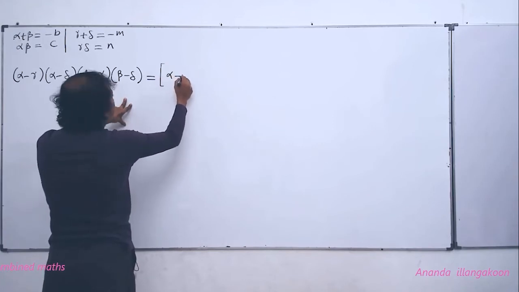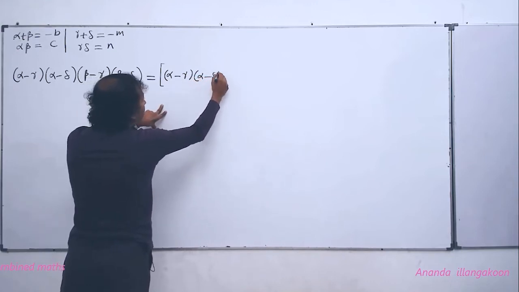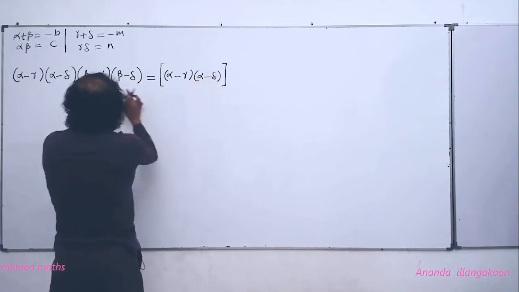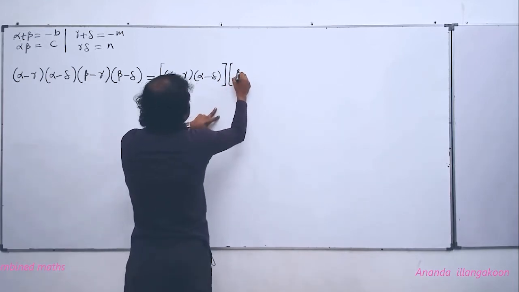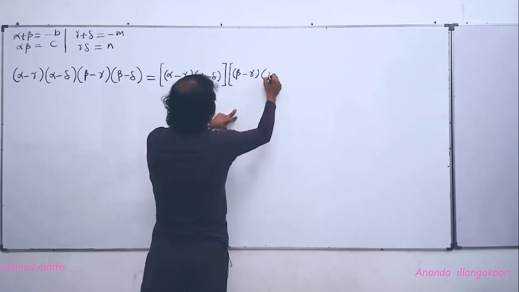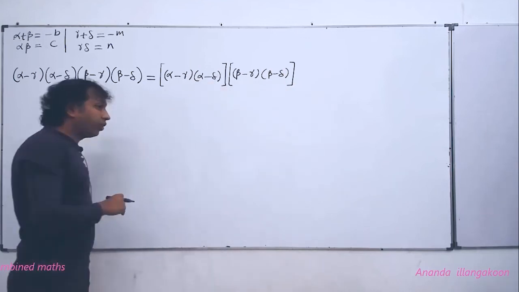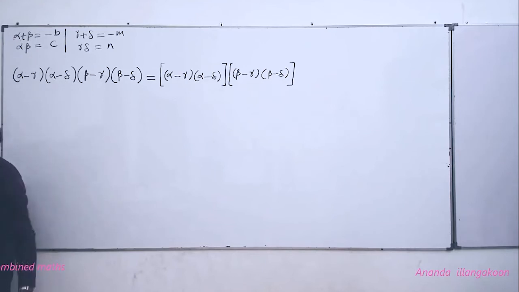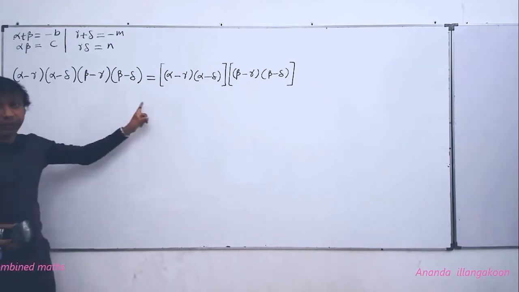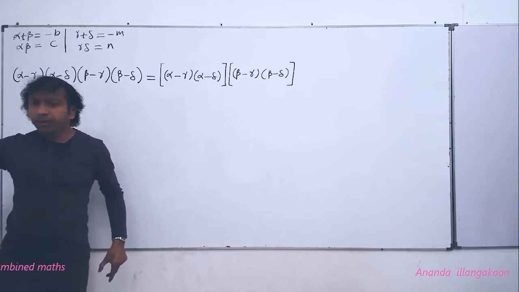Alpha minus gamma, alpha minus delta. And the other 2 brackets I write within another square bracket separated like this. Beta minus gamma, beta minus delta. This way. Right. Now, people, what we do is we have to simplify this. Right. So now the left hand side, the expression only, people, I have written down on the right hand side. No change. Okay.